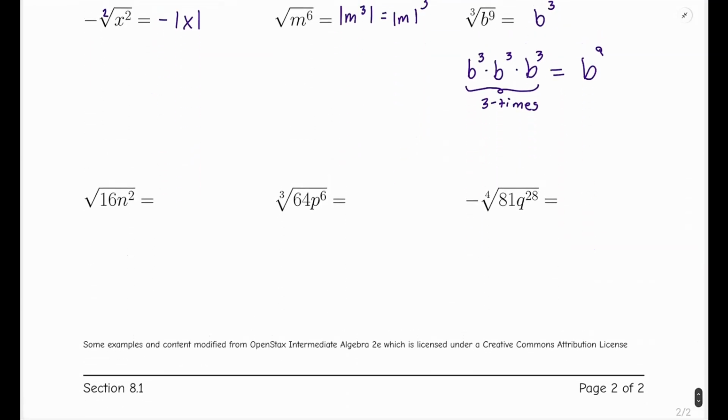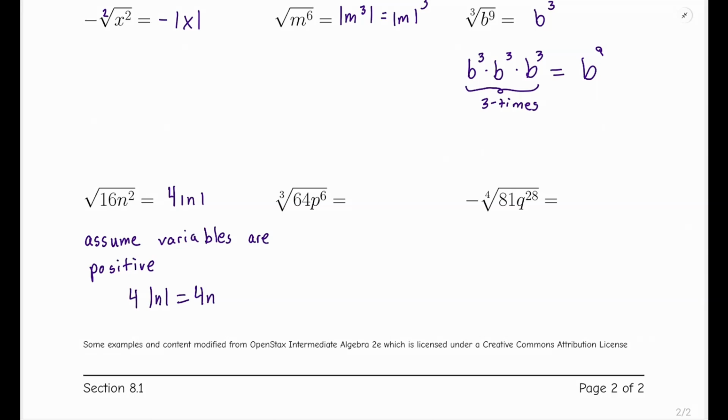Square root of 16n squared. Well, this is where you can take the square root of the number and variable separately. So this becomes 4 absolute value of n. One thing I do want to point out in the homework, there are going to be some times where they say assume the variables are positive. Then 4 times the absolute value of n is the same thing as 4n.